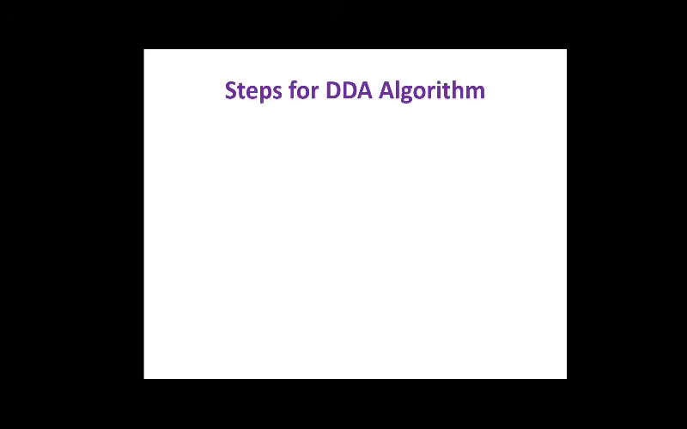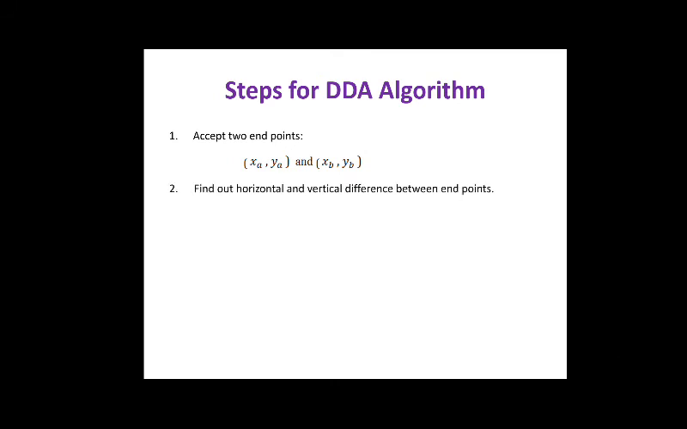Now we will see the actual steps for this DDA line drawing algorithm. First of all, we have to accept the endpoints. These are the endpoints xa comma ya and xb comma yb, the two endpoints of a line. Then we will find the horizontal and vertical difference between those endpoints, nothing but dx and dy, that is the change in width and change in height. This is calculated as dx equals xb minus xa, and dy equals yb minus ya.